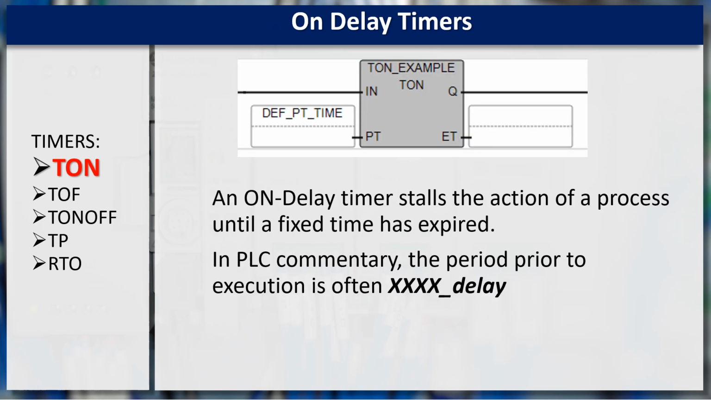With PLCs and controlling the flow of a process, an on-delay timer stalls the action of a process until a fixed time has expired. Often in PLC commentary, the period prior to execution is called the such-and-such delay, because that's exactly what they're trying to achieve.